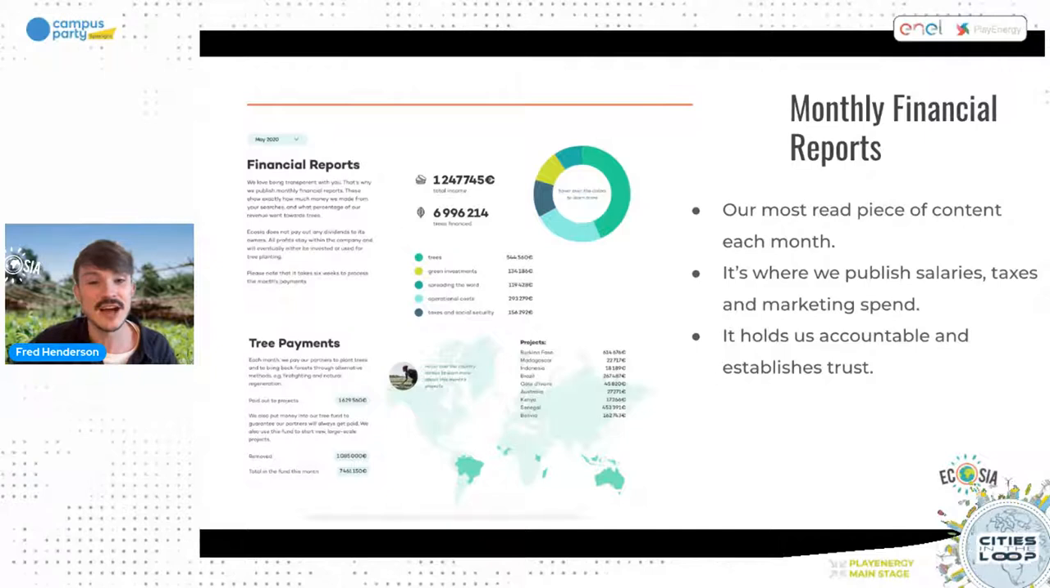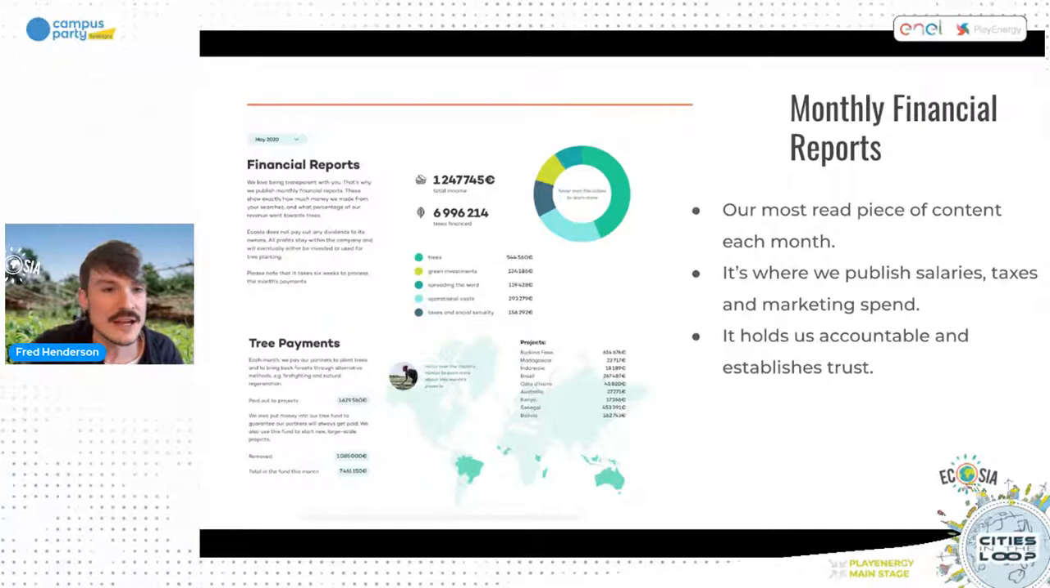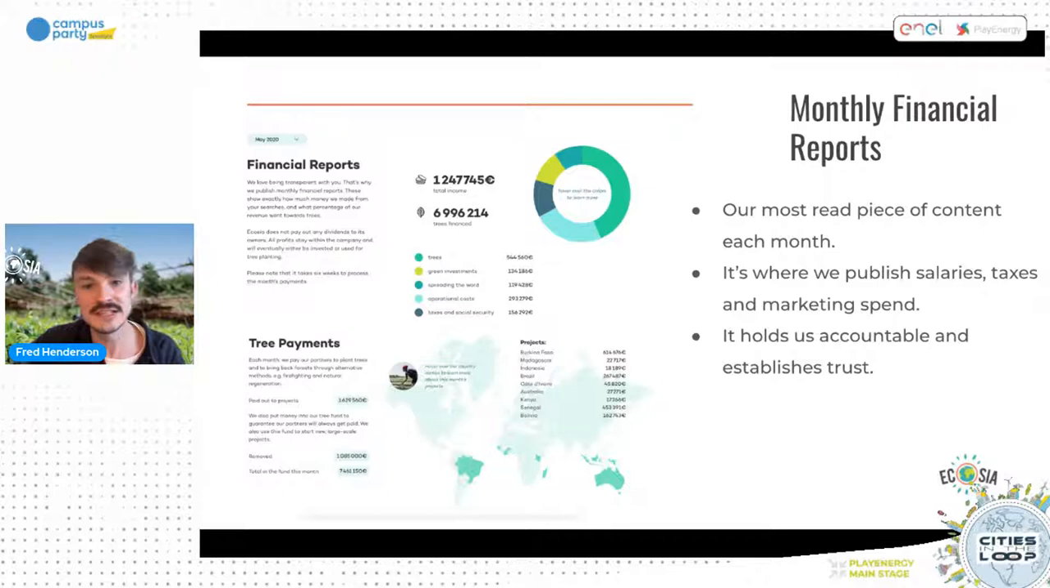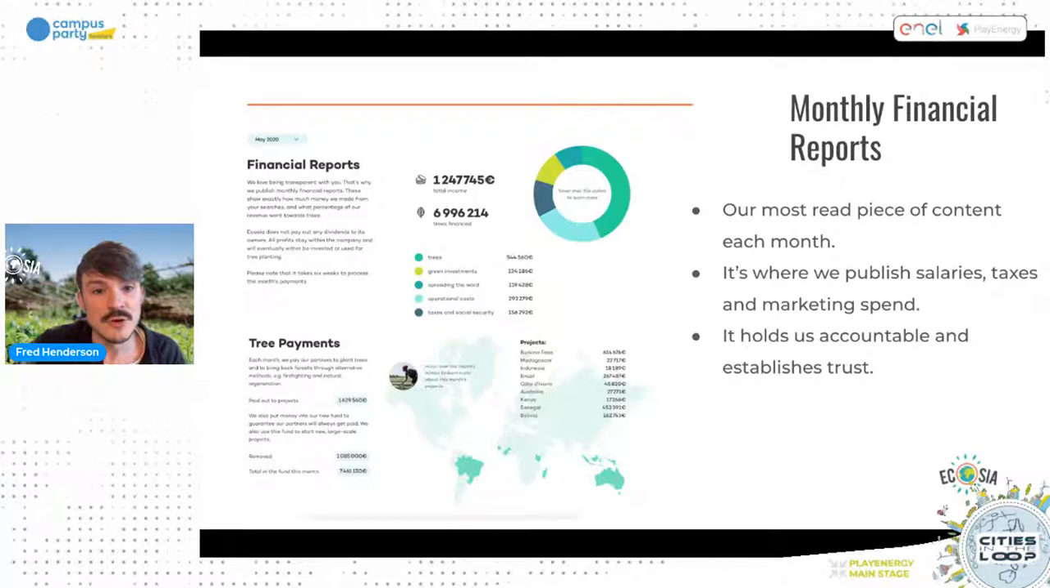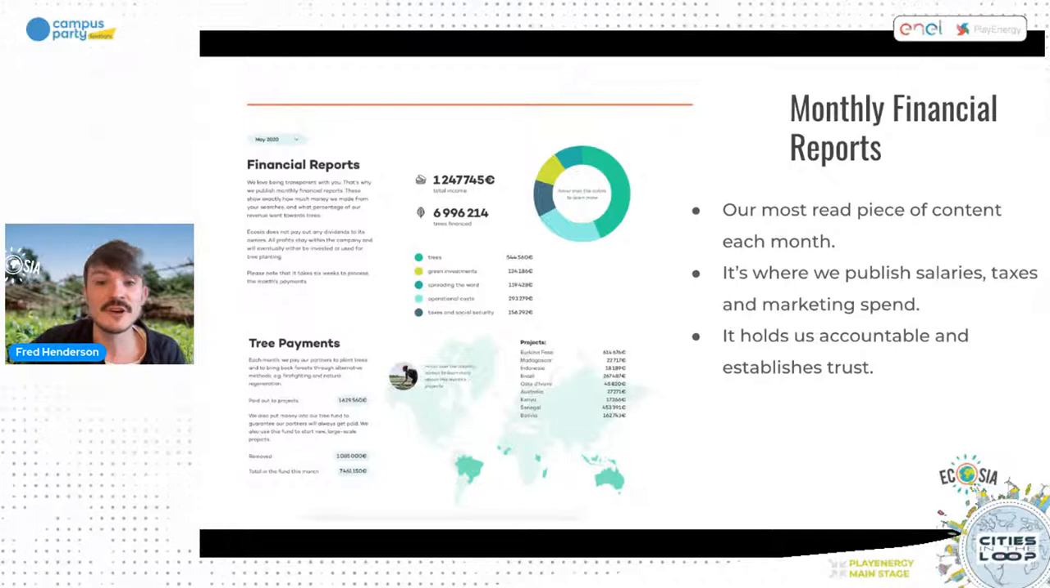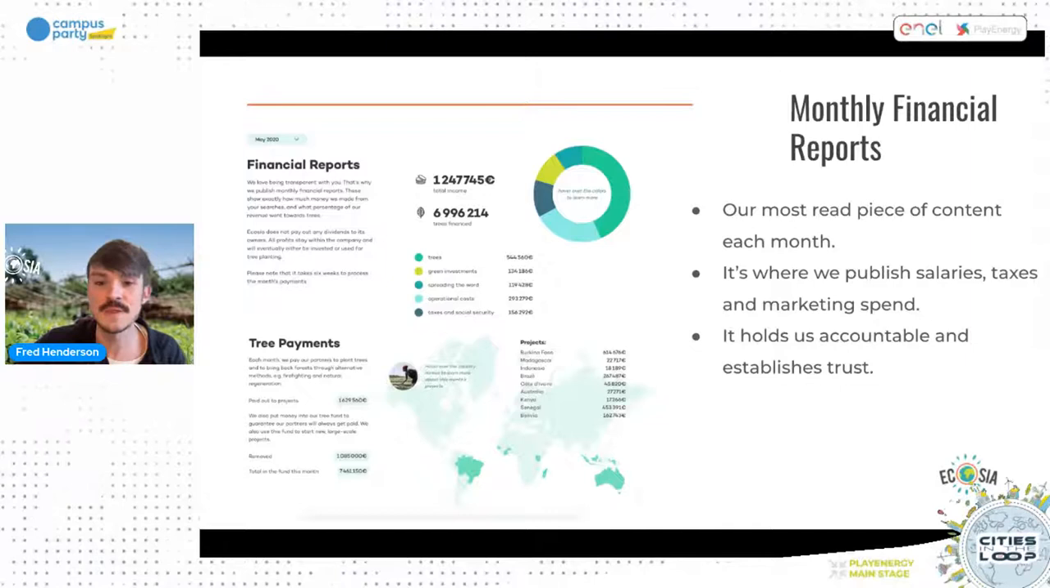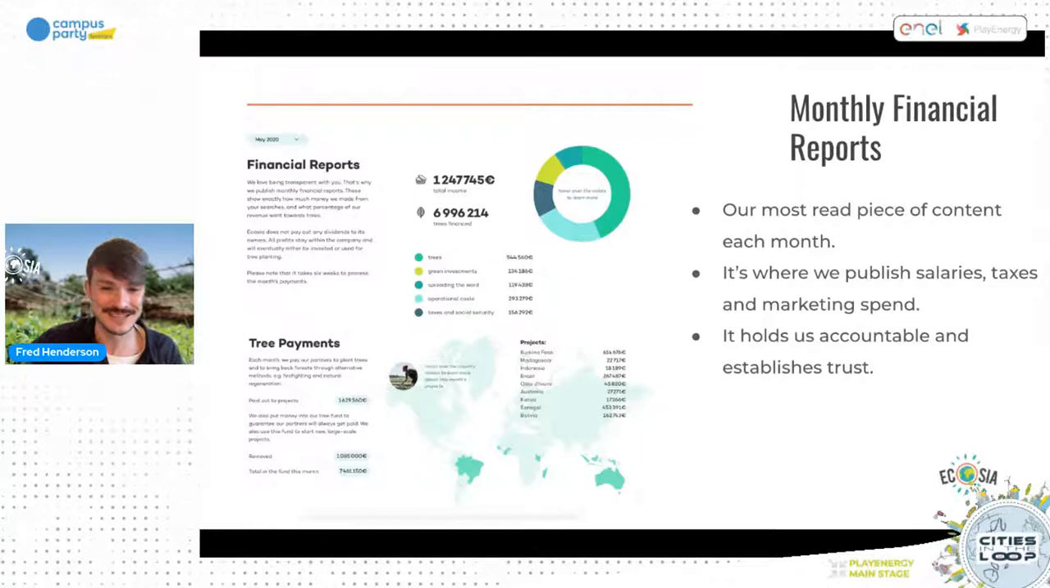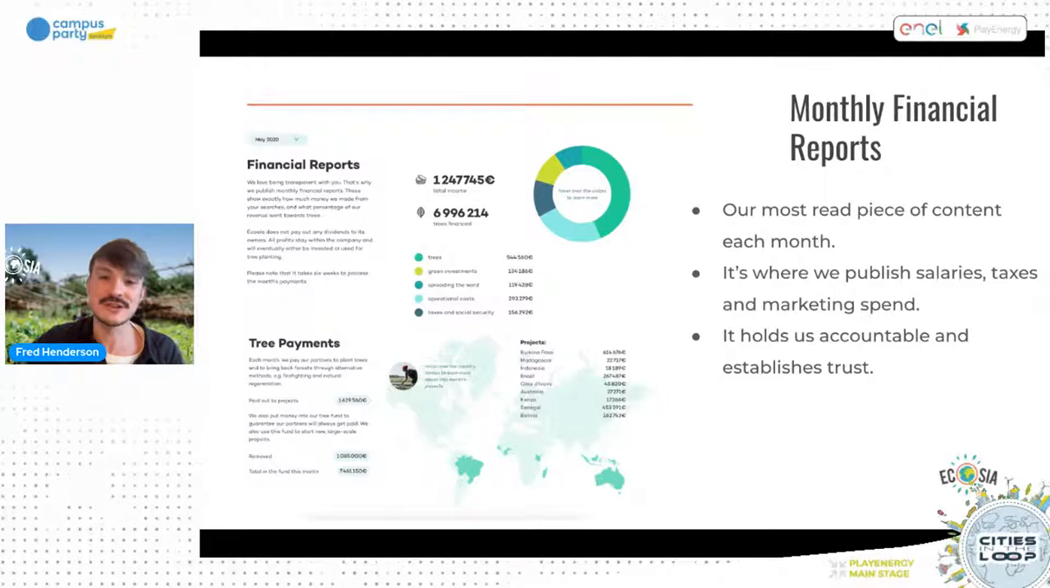So, for example, in May 2020, Ecosia users generated over 1 million euros for Ecosia, and we were able to plant close to 7 million trees in that month through the money that we had received. And we really hope that this level of transparency makes us accountable and establishes trust from our users that we are planting the trees that we're telling you that we are. It's not anything that can be dismissed as greenwashing, because you can see exactly how much we invest in our tree planting partners.